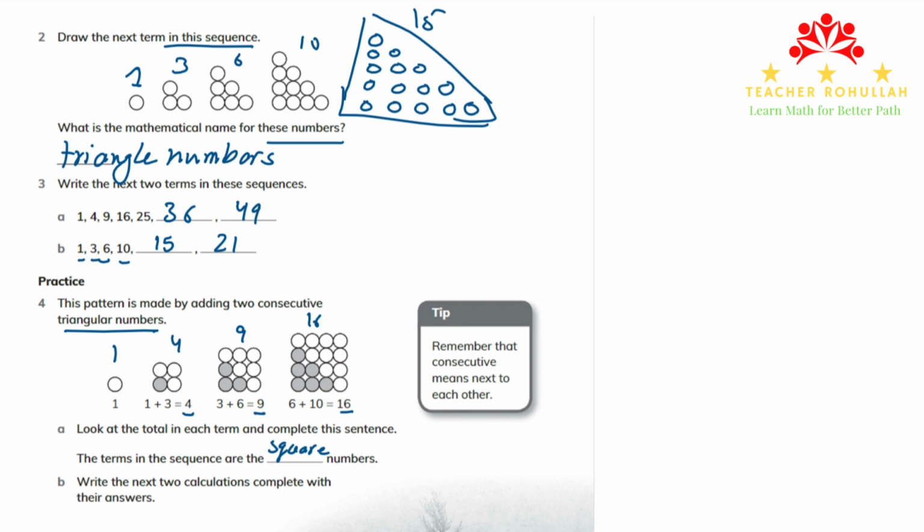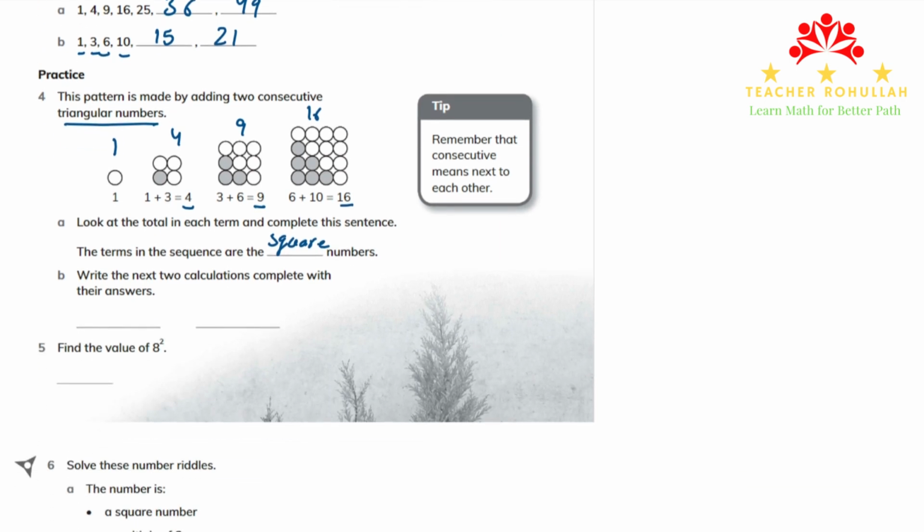B says, let me scroll a bit down. B says, write the next calculation, complete with your answer. So 10 plus the next triangle number, 10 plus 15. 15 is the next triangle number, is equal to 25. So 25 is also a square number. Well, question 4 is also solved.